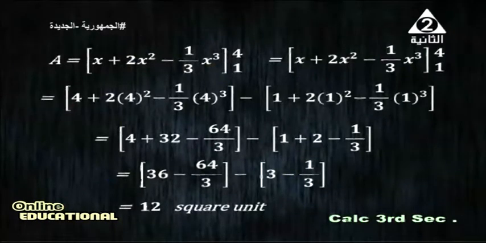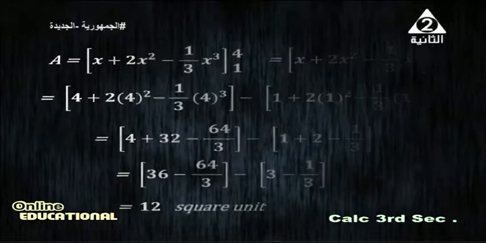Then the area of the region bounded by the curve of the function f of x equals 1 plus 4x minus x to the power 2 and the x-axis from x equals 1 to x equals 4 equals 12 square units.